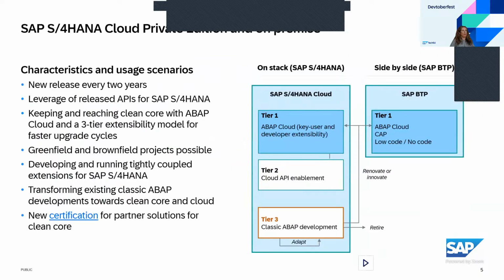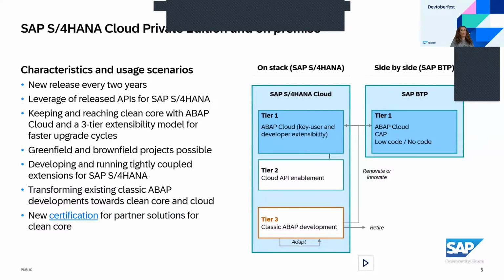The three-tier extensibility model is the central piece of developments in your S/4HANA Private Cloud Edition and S/4HANA on-premise if you want to develop in a clean core way. And it happens as follows. Tier 1 is clearly reserved for ABAP Cloud only developments. It means that you switch on your software component to ABAP for Cloud development language version, and everything that you develop inside of this tier is per definition cloud ready.